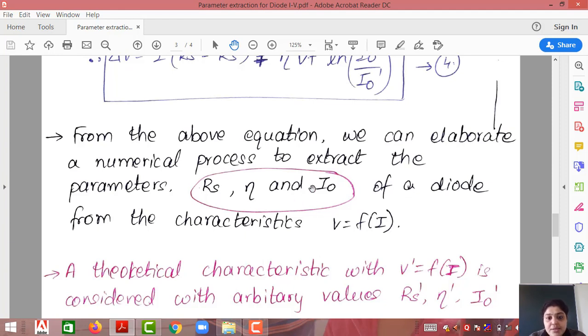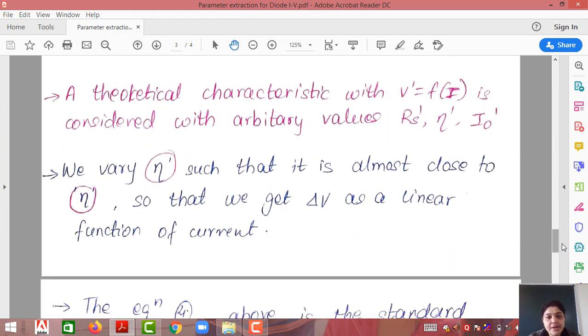So the already assumed arbitrary values can be determined if, using this equation, we plot I as a function of V. A theoretical characteristic with V dash is equal to f of I is considered with arbitrary values Rs dash, eta dash and I0 dash. So we will vary eta dash in such a way that it is almost close to eta. That is the reason we have assumed eta is equal to eta dash, so that we get delta V as a linear function of current. So this voltage variation we will be getting as a function of current.